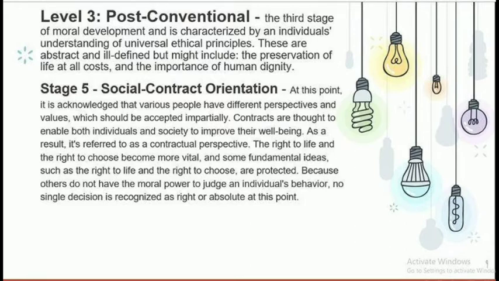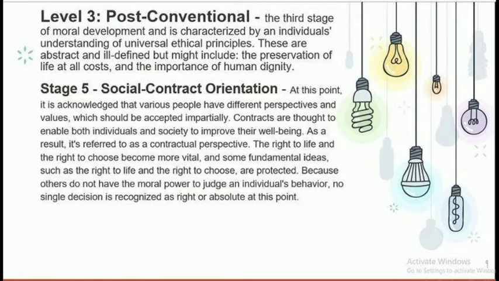Kohlberg asserted that post-conventional individuals view rules and laws to be important in maintaining peace and order, but they only serve as a guide that needs to be weighed against personal principles and beliefs to uphold one's human rights. And stage 5 of post-conventional is the social contract orientation.